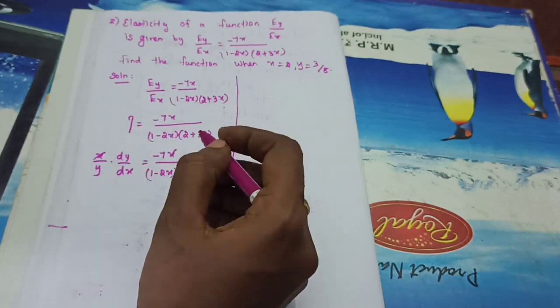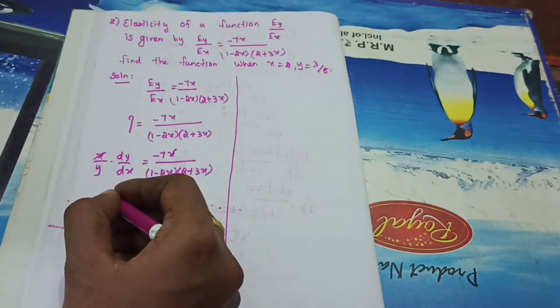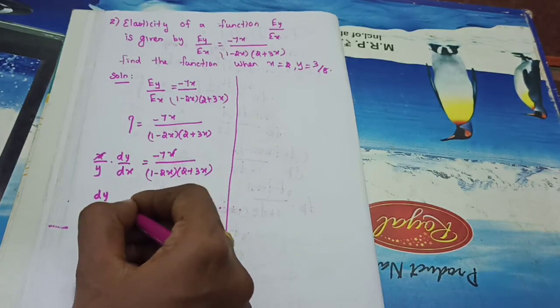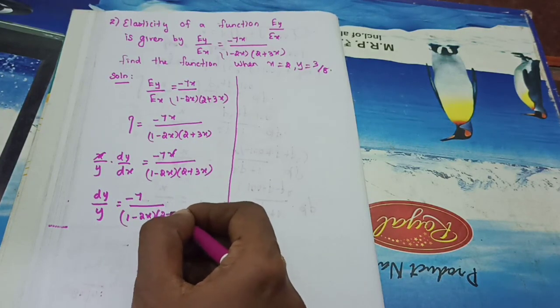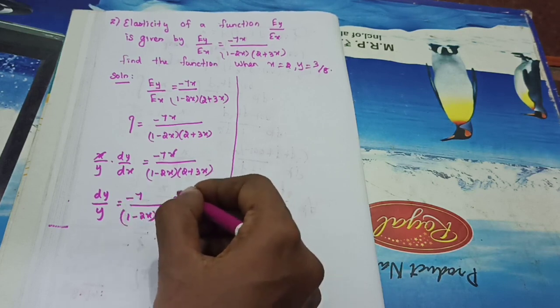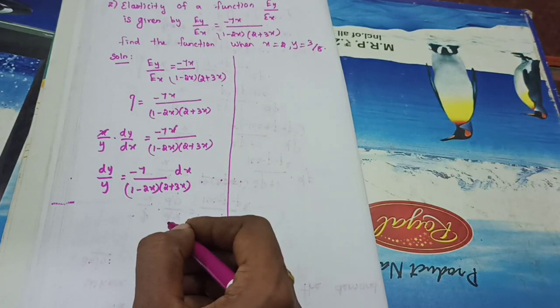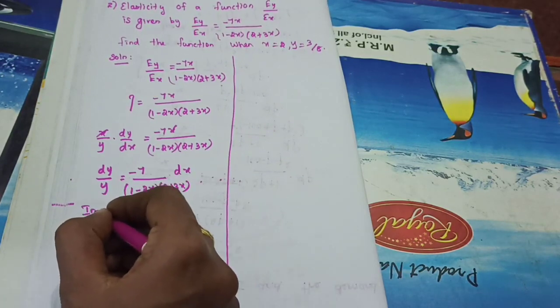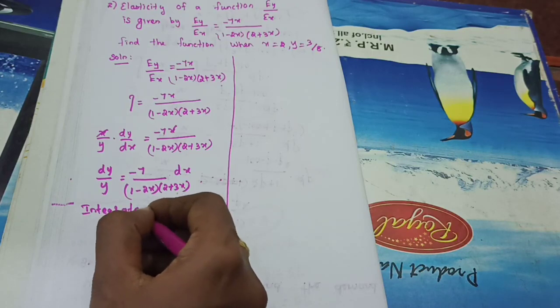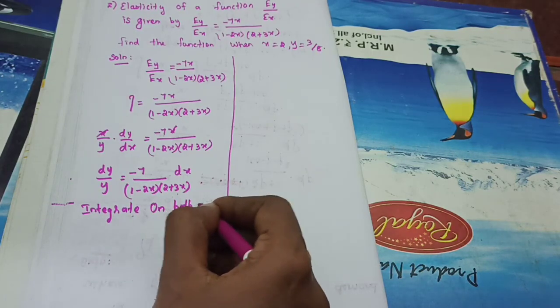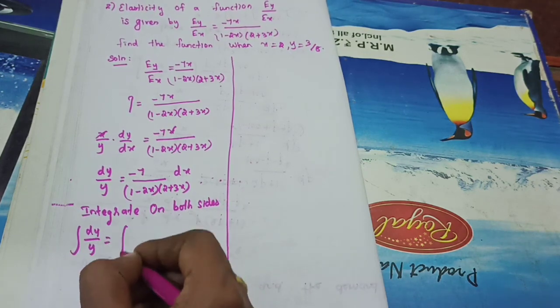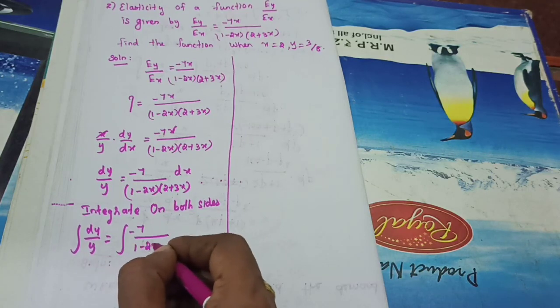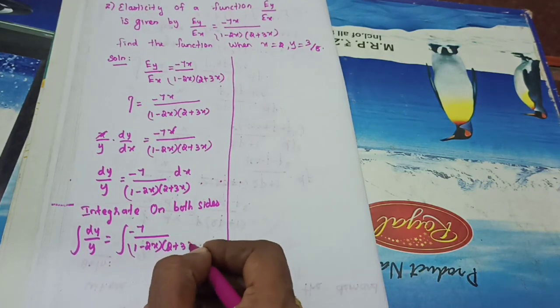So this x and x you can cancel. Now you can bring this dy by dx this side. That is dy by y equal to minus 7 divided by (1 minus 2x) into (2 plus 3x) into, you can bring this dx this side, dx. Now you are going to integrate on both sides. So dy by y equal to integral of minus 7 by (1 minus 2x) into (2 plus 3x) dx.